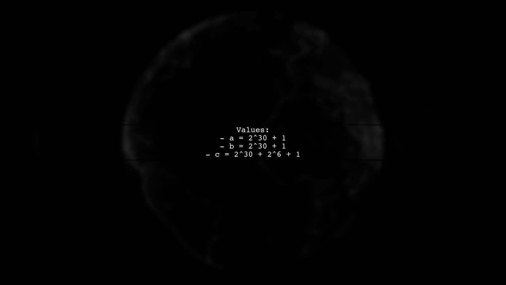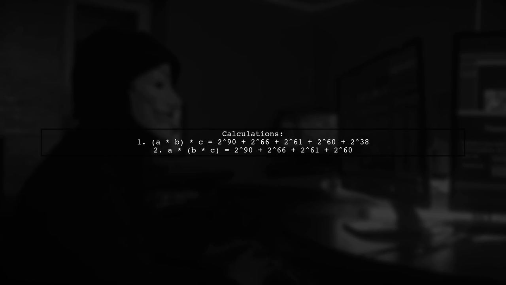In a special case, we can see that floating point multiplication is not associative. Let's consider three values. A and B are both 2 raised to the 30th power plus 1, and C is 2 raised to the 30th power plus 2 raised to the 6 plus 1. When we compute (A times B) times C, we get a specific result. However, if we compute A times (B times C), the results differ slightly. The difference is in the last bit of the results, highlighting that floating point multiplication can lead to different outcomes based on the order of operations.